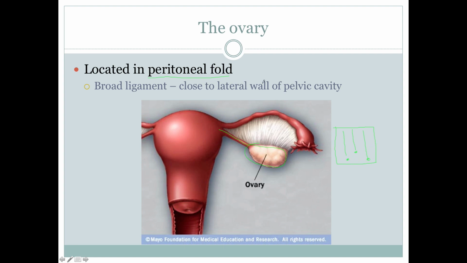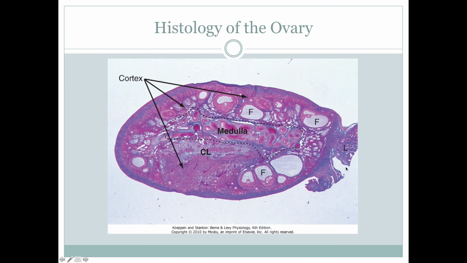And it's held by this broad ligament, as we mentioned, which is close to the lateral or side wall of the pelvic cavity. So it really attaches right above these ischium processes, these hip bones.